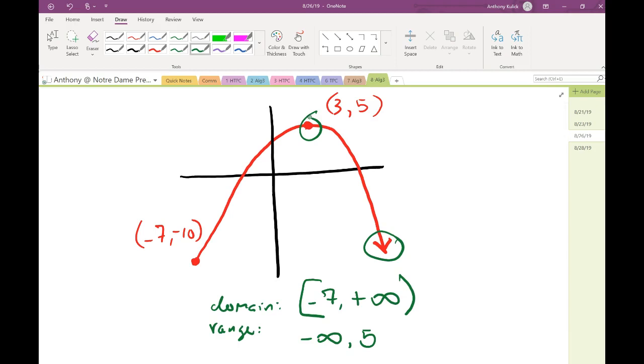Okay. For the -infinity, bracket or parenthesis? Parenthesis. Always a parenthesis on the infinities. For the positive 5, bracket or parenthesis? Bracket. If I look at the point corresponding to 3, 5, that's a closed point or filled-in point. That means it's included, which means bracket.